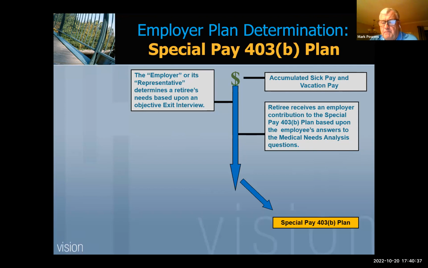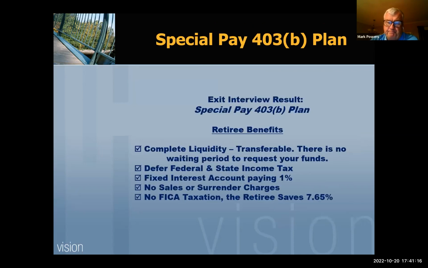So in the first person that we met with, paying for post-retirement health care was a concern of theirs, and they needed their funds to be used to pay for their post-retirement health care expenses that include their insurance premiums. But what about the employee who does not need money for health care? For the employee who is not concerned about paying for health care, once you do your exit interview with Ann Brenner and it has been determined that you do not need money for health care, then the employer will make the contribution into the special pay 403B plan. Once again, if you do not need money for health care, then the employer makes a contribution of your sick and vacation pay to a special pay 403B plan.